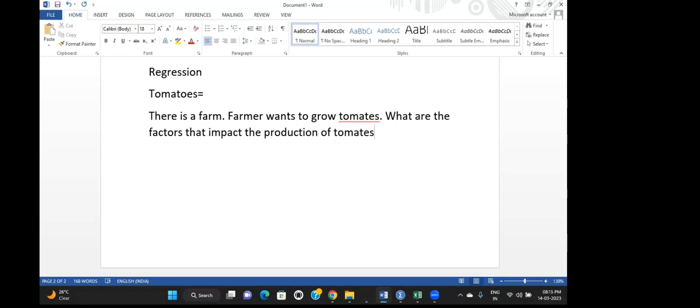Please read what I have written. There is a farmhouse, there is a land, and the farmer wants to grow tomatoes. So what are the factors that impact the production of tomatoes? Can we say the productivity of the soil, amount of rainfall, fertilizers.